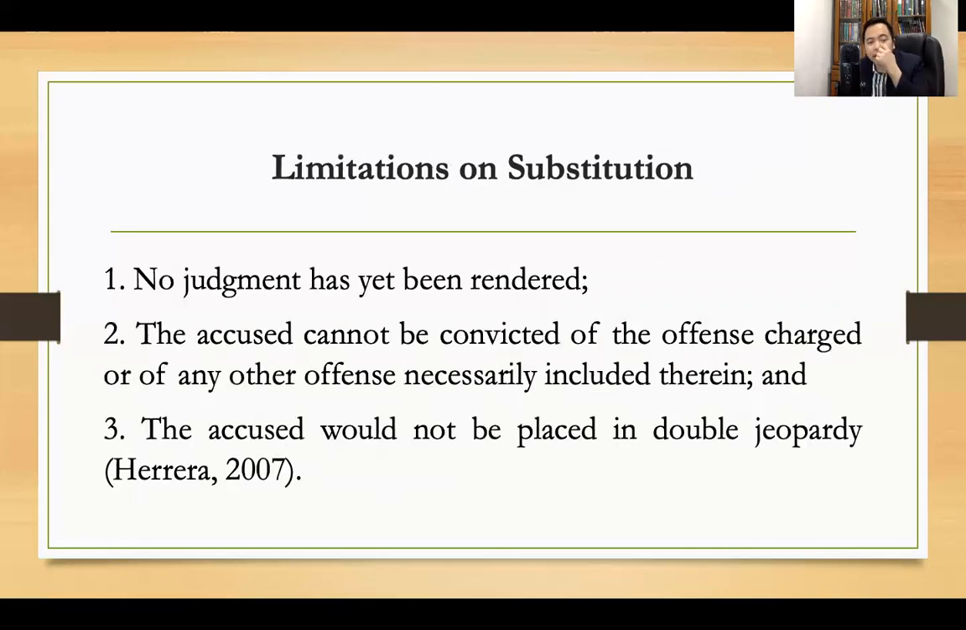Now, what are the limitations on substitution of complaint or information? These are the instances, class, when substitution is not proper. Number one, when no judgment has yet been rendered. Number two, when the accused cannot be convicted of the offense charged or of any of the offenses necessarily included therein. And number three, when the accused is placed in double jeopardy.